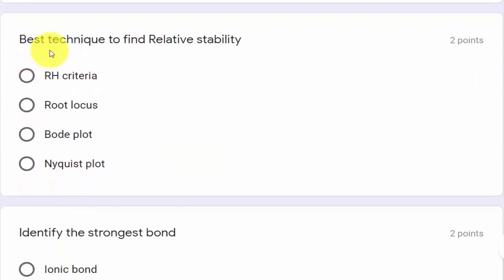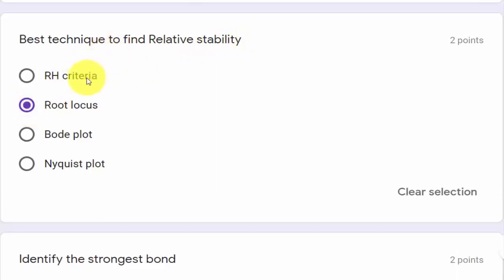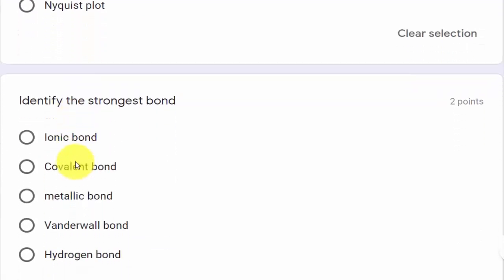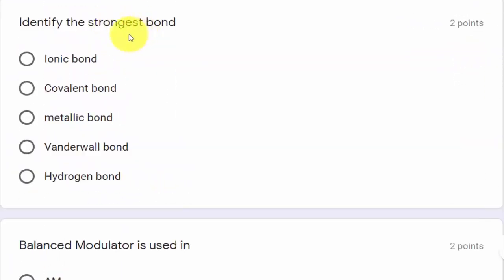Second question: the best technique to find relative stability is root locus. We know that in the case of absolute stability we go for the RH criteria, but for relative stability we make use of root locus, Bode plot and Nyquist plot. Among these, the best technique is root locus.